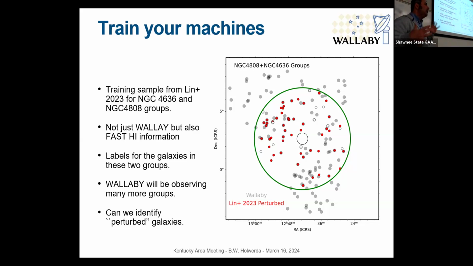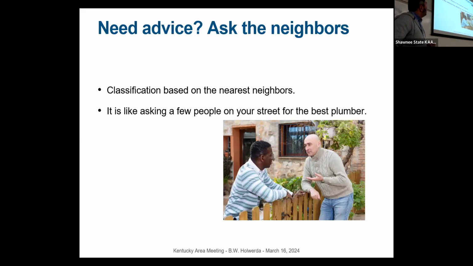But WALLABY will be doing, this is pilot data, so WALLABY will be doing many more groups and much larger parts of the sky. So I thought, hey, can we identify these perturbed galaxies? So how do you do that? Well, your classification based on nearest neighbor.